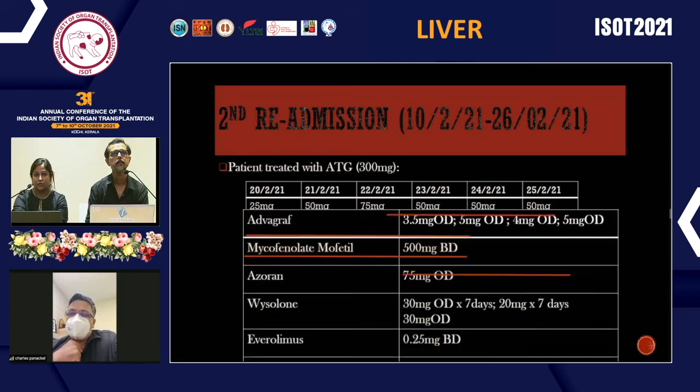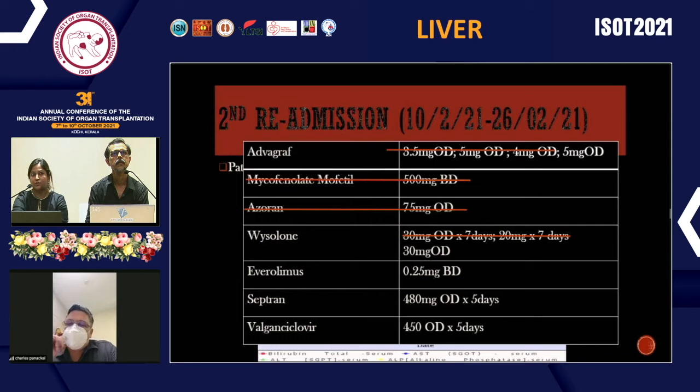And at the time of discharge, we kept the immunosuppression at 5 mg OD. Prednisolone was at 30, everolimus was 0.25 BD. We did give him Septran and Valgan prophylactic dose because he was receiving ATG.